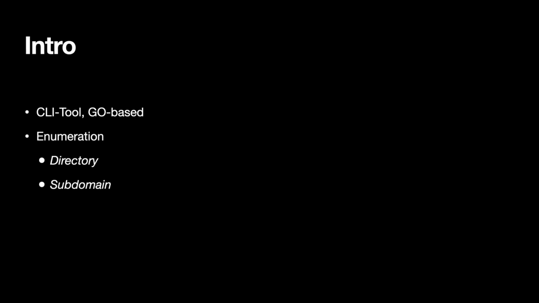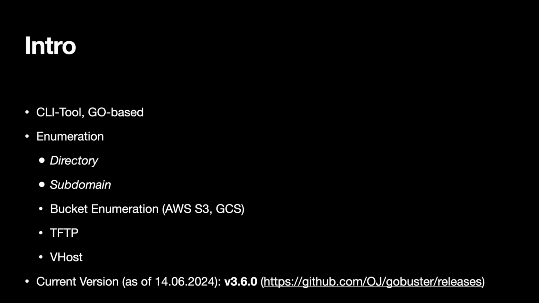Today I'm going to show you and test out gobuster. Gobuster is a CLI tool which is mainly written in Golang. The purpose of gobuster is enumeration in terms of directory and file enumeration for a specific service, subdomain enumeration for a given domain, buckets, for instance AWS S3 buckets and GCS buckets, TFTP service, and virtual hosts. So you use this tool in the first phase of penetration testing, and this is Reconnaissance. The current version and stable version is 3.6.0.